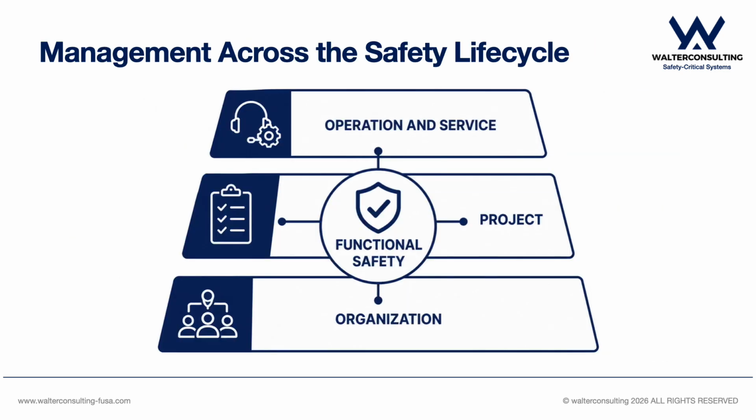One of the most important messages of Part 2 is that safety management occurs at multiple levels. Organizations provide the foundation. Projects execute safety activities. Operational processes maintain safety after development. Together, these layers create a comprehensive management framework. This framework supports functional safety throughout the entire life cycle of the product.